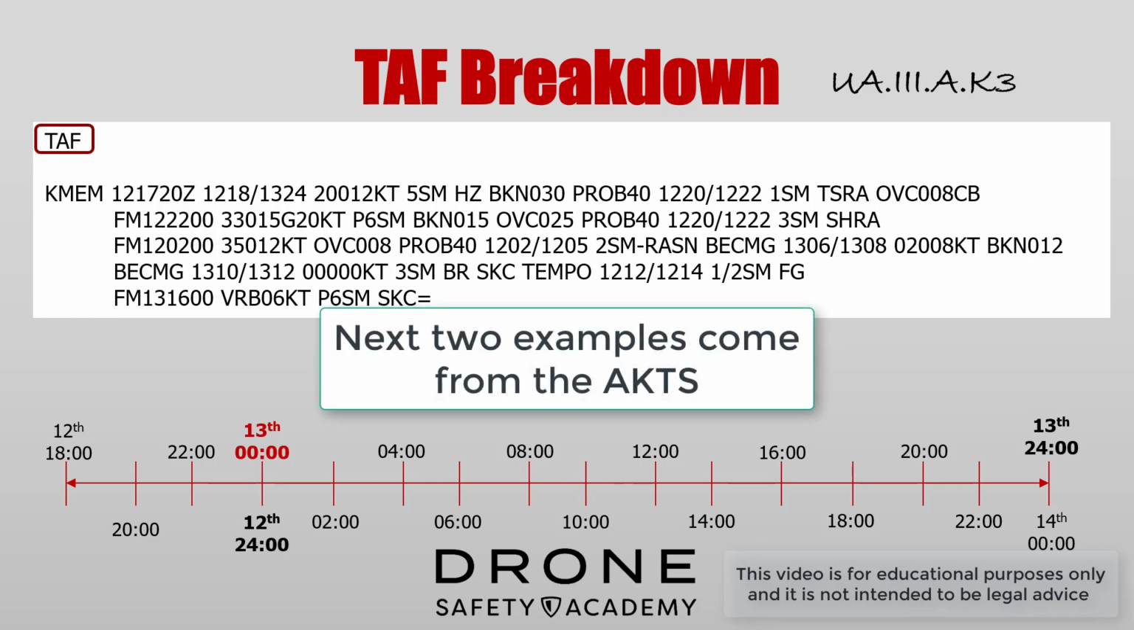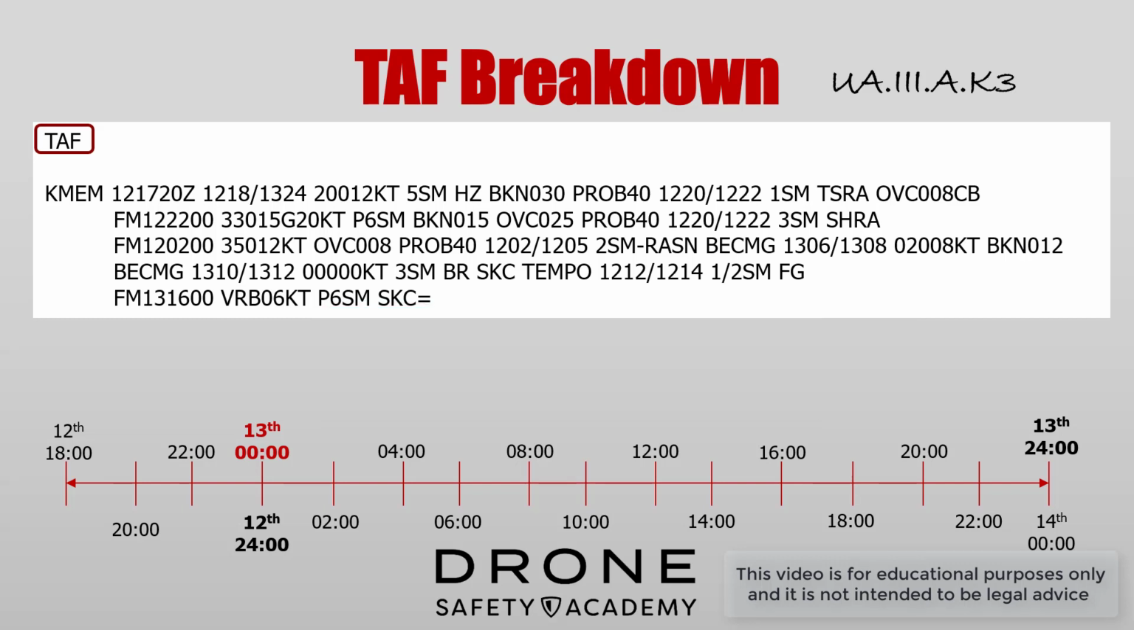It is very important to note that these next two examples come directly out of the Airman Knowledge Testing Supplement. I believe that there are intentional errors introduced into these examples to see if you're paying attention, and I will point them out for you. All right, let's get started.